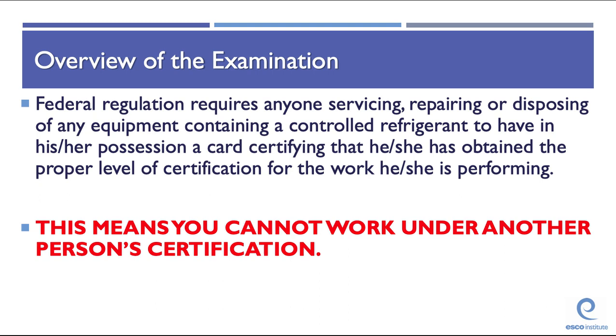While licensing laws in some states allow you to work as a refrigeration technician under your employer's license, EPA regulations do not allow you to work under another person's certification. The other thing I need to point out here is that this EPA certification is not a license. Licensing is done on a state level. EPA certification is done on a federal level. So, if your state requires an HVAC license, air conditioning, refrigeration, whatever type of license, you cannot work under your EPA certification and call it a license.